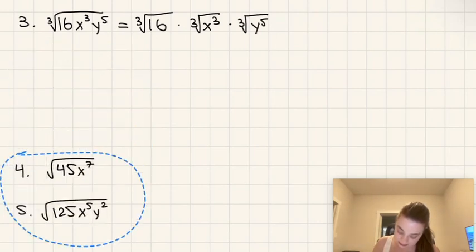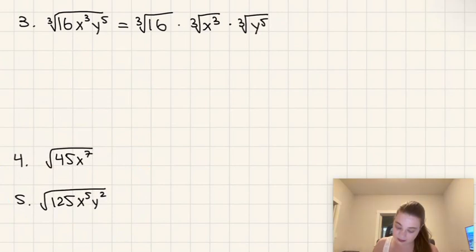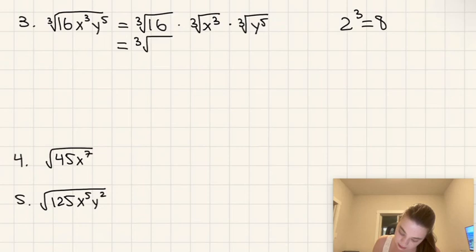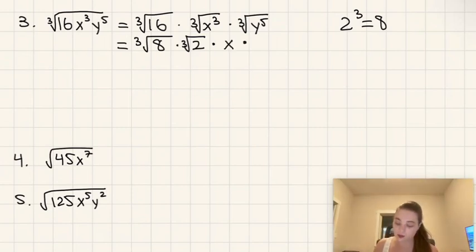And in this case, none of these are actually perfect cubes other than x cubed itself. However, they might have factors that are perfect cubes. So starting with 16, we know that 2 cubed is equal to 8, and 8 is a factor of 16. So we can rewrite this as the cube root of 8 times the cube root of 2. And then the cube root of x cubed we can rewrite as x. And then the cube root of y to the power 5.